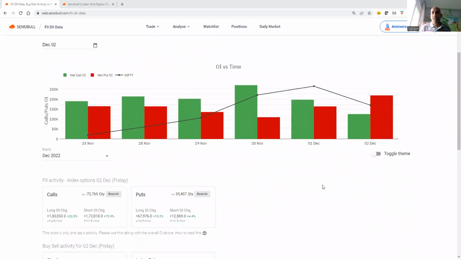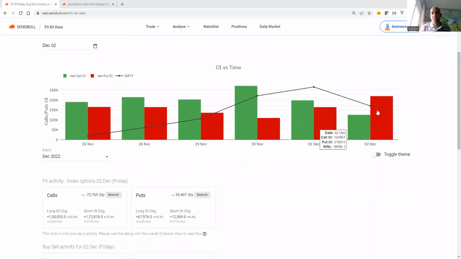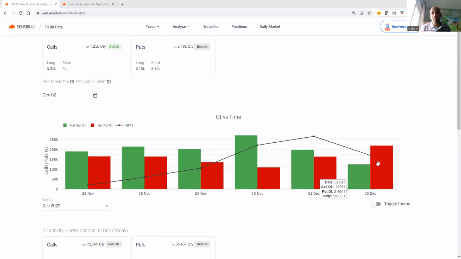Let's get into how it happens. If you see here again, more puts are bought than calls on 2nd December. On 1st December, it appeared as more calls bought, but it reversed on 2nd December, right? Why? Because they changed their perspective. If you see 20th November, 25th November, 30th November, they bought more calls than puts.